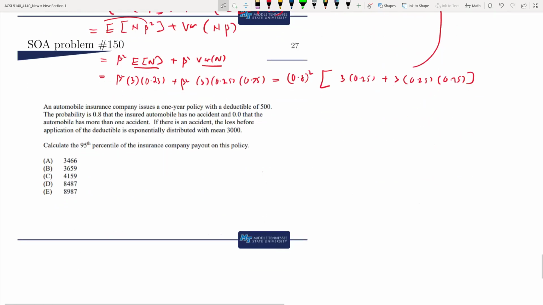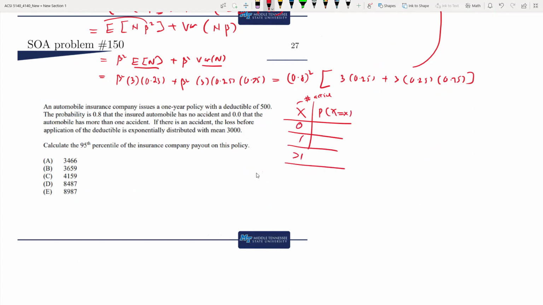So this is the last problem. It says that an automobile insurance company issues a 1-year policy with a deductible of 500. The probability is 0.8 that the insured automobile has no accident and 0 that the automobile has more than one accident. So if I draw a table, X is the number of accidents, and probability X equals little x. So X can be 0, 1 or more than 1. For 0 it's 0.8, more than 1 is 0. Since we need total probability to be 1, this should be 0.2.